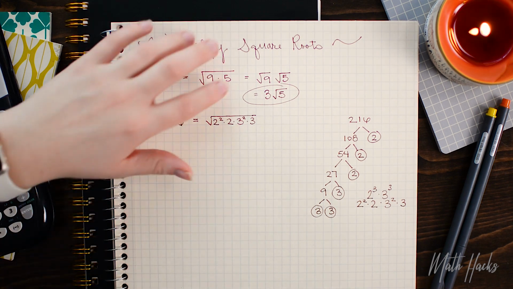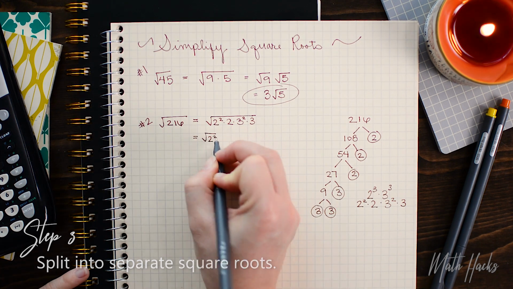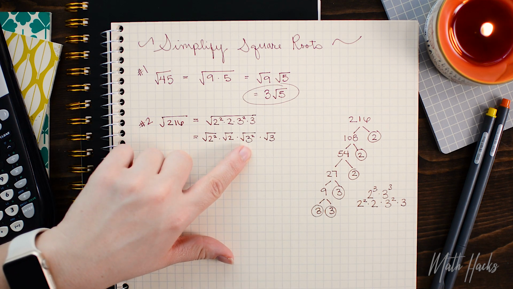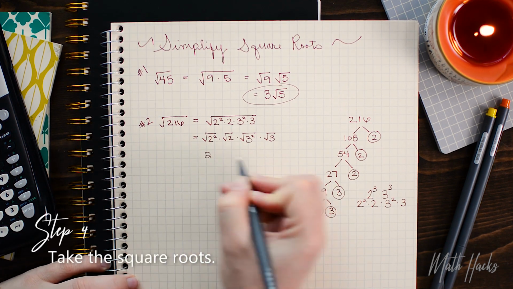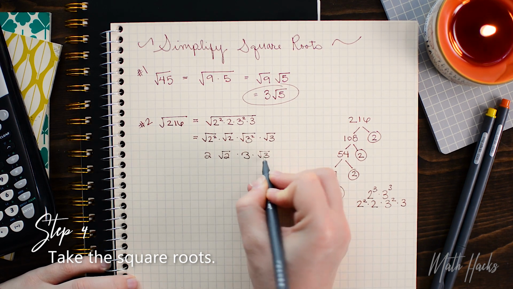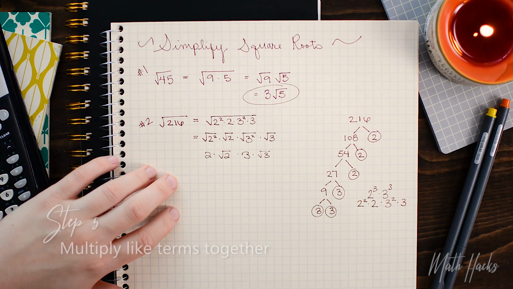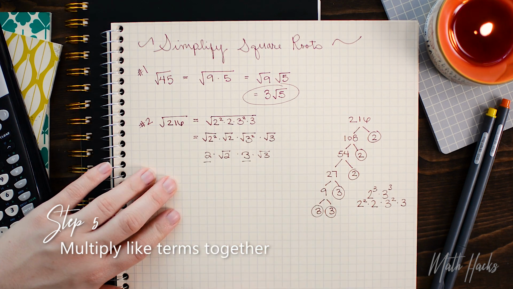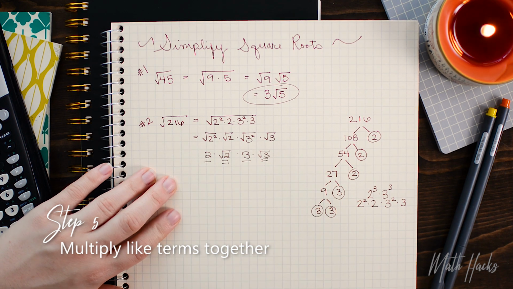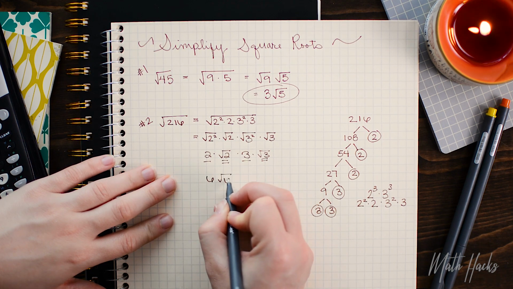And just like in our first example here, we can go ahead and split this into separate roots. Now, 2 squared and 3 squared we can simplify. They become 2 and 3. Okay. And our last step now is to go ahead and multiply like terms together. So that means 2 times 3 here is going to get multiplied together, and then the square root of 2 and the square root of 3 can be multiplied together. When I do that, I get 6 square root 6.